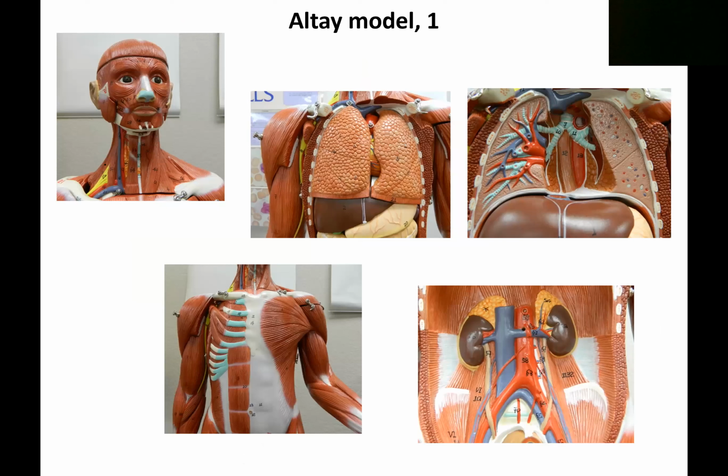On the full muscle model, you can see the external nares. You can see the superior lobe of the right lung, inferior lobe of the right lung. Medial lobe of the right lung, left lung, superior lobe, left lung, inferior lobe. You can see a little bit of the diaphragm.